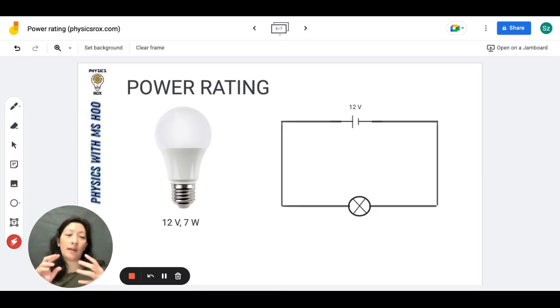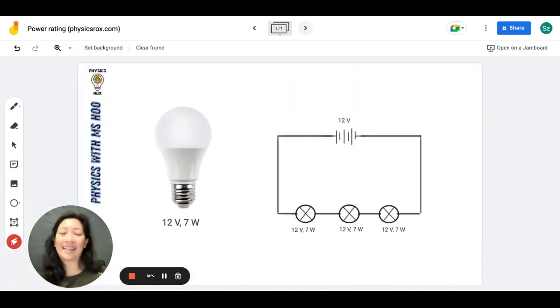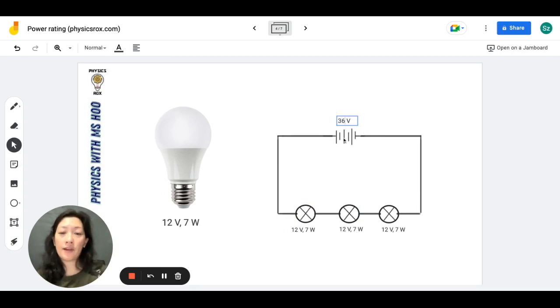So this light bulb needs to receive 12 volts. What if we connect them in series? Let's say we take 3 identical light bulbs and connect them in series like this. Each light bulb is 12 volts, 7 watts. Connecting them to a 12 volt power supply is not going to enable these lamps to receive 12 volts each, so they will not light up with normal brightness. For each lamp to light with normal brightness, they each need to receive 12 volts. So this is not going to work. Therefore, you need to connect this to 36 volts.